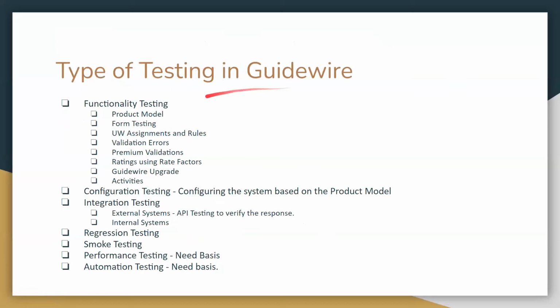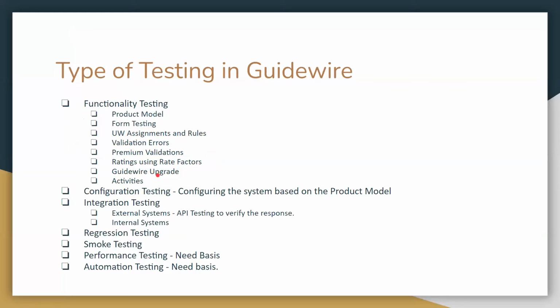Types of testing in Guidewire. Guidewire usually deals with these many types of testing. In our training, we are learning the product model, forms testing, underwriting and assignment rules, validation error messages, and premium validations. Rating we are not covering, but it is a very big concept. I just added it here because it is also a type of testing, and usually it is done by the automation team. Guidewire upgrade we are also not covering. This is a very simple thing.